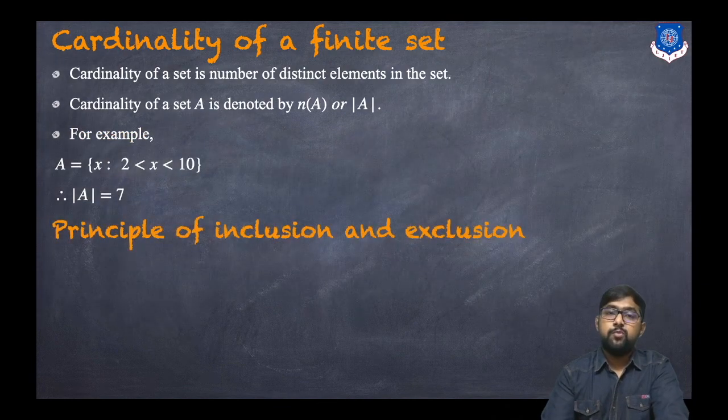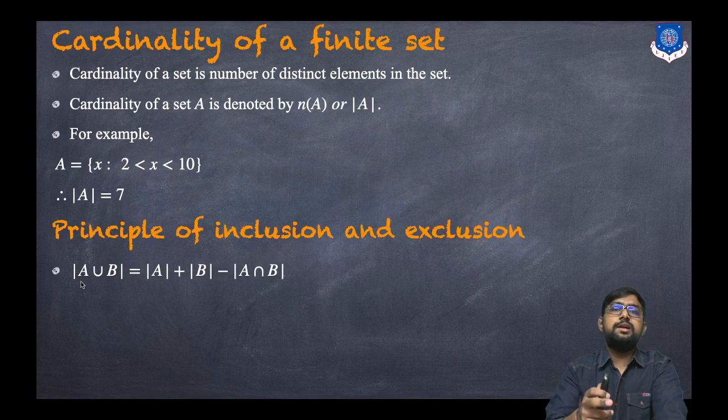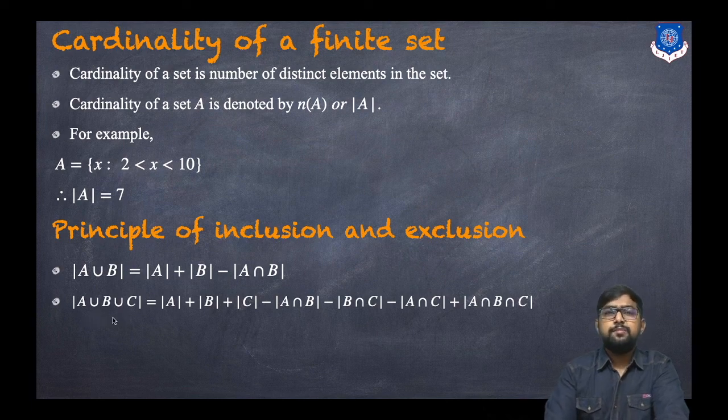Now let us discuss an important topic, that is the principle of inclusion and exclusion. What is the statement? If we take two sets, the cardinality of A union B is the cardinality of A plus the cardinality of B minus the cardinality of A intersection B. In the same manner, if we take three sets, the cardinality of A union B union C is cardinality of A plus cardinality of B plus cardinality of C minus cardinality of A intersection B minus cardinality of B intersection C minus cardinality of A intersection C plus cardinality of A intersection B intersection C.